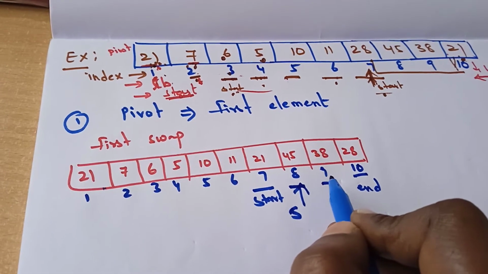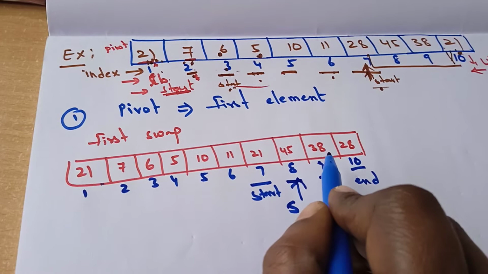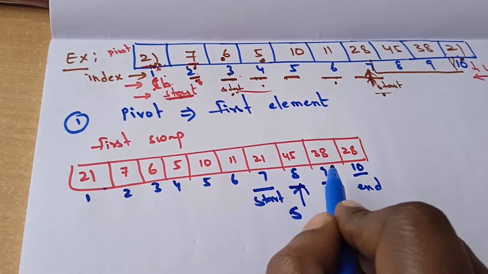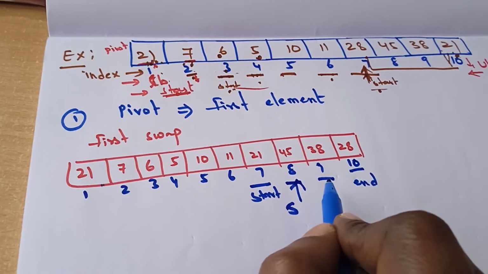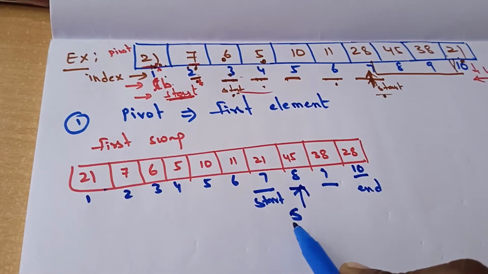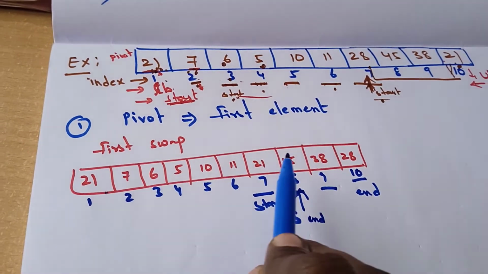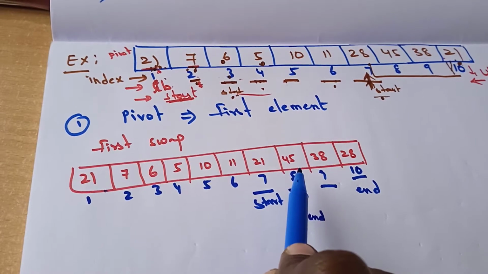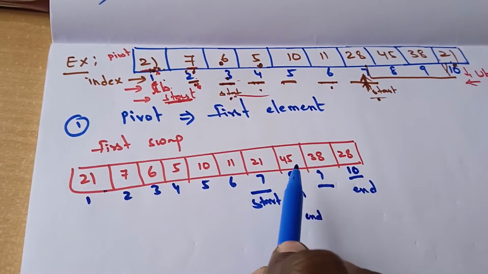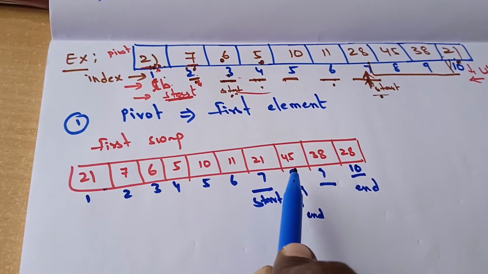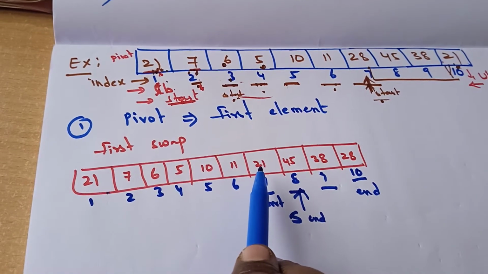Okay. Now 38, 21 comparison with 38 is found to be greater. When it is greater, you have to leave this here. You have to decrease the end value. So here you will come. Now end will come here. Now 21 versus 45. This is also greater. So the greatest element should be on the right-hand side. We'll leave here. Now we'll decrease the index. So we'll come here. Now 21 and again this 21.